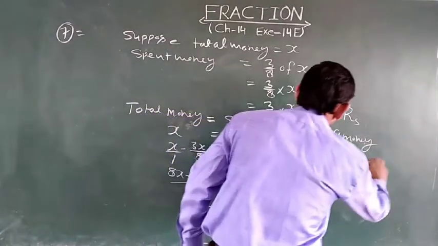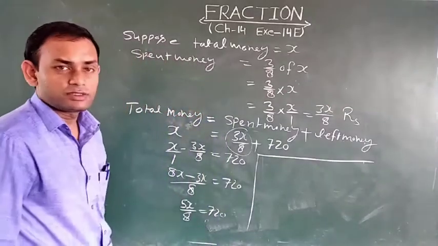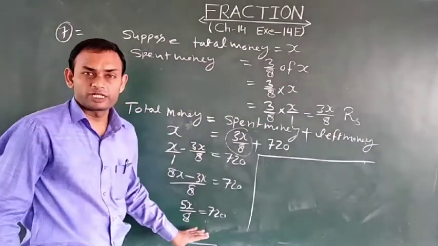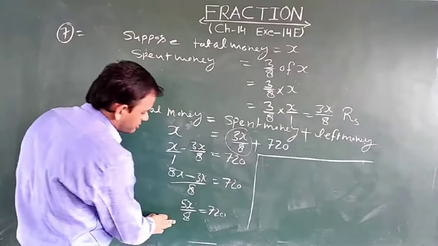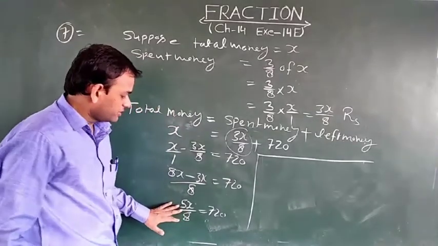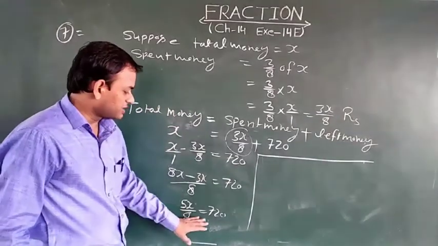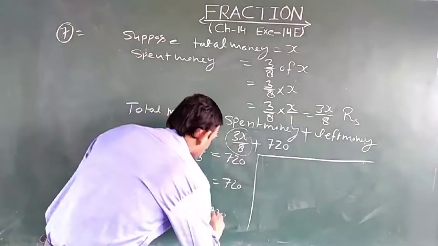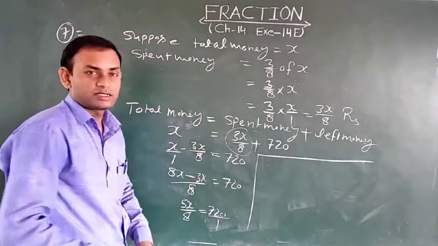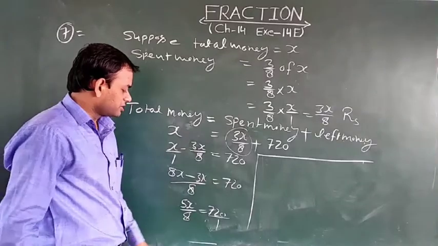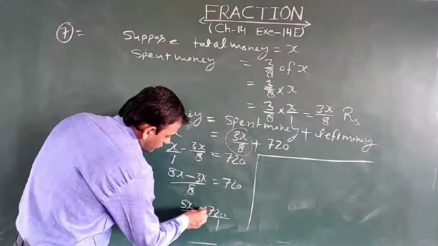Got it? After that you will do the cross multiplication. Okay, this is the fraction. On the left side you can see the fraction 5x upon 8, and on the right side 720 is there. That is a whole number. You will make it a fraction by writing 1 as a denominator. Now you will do the cross multiplication.